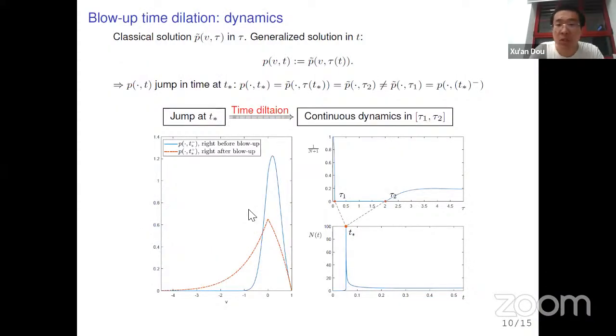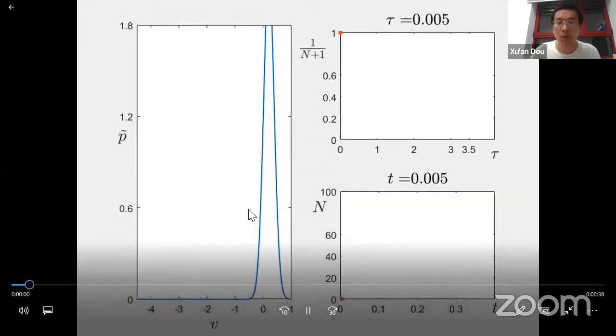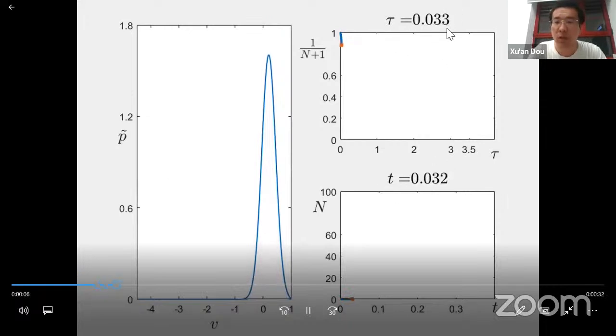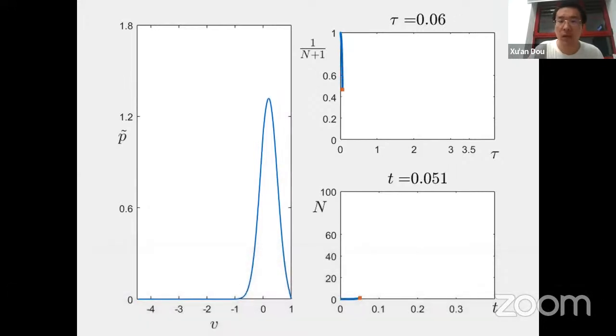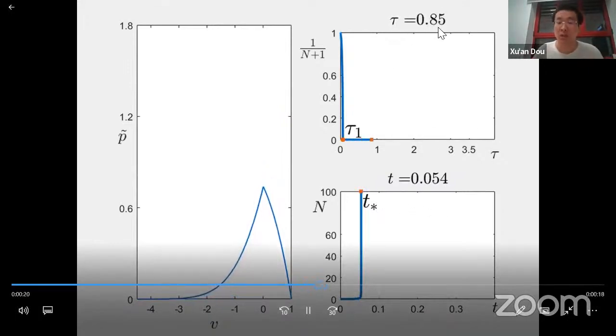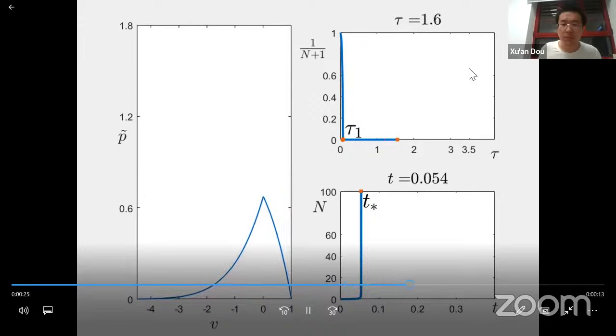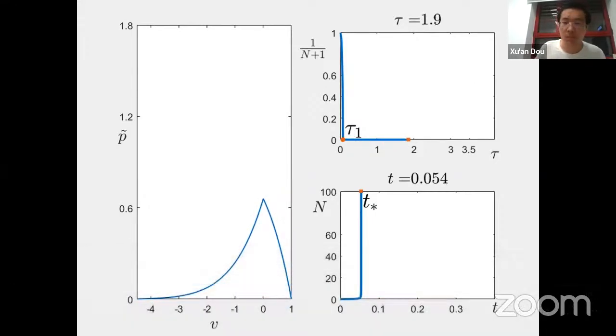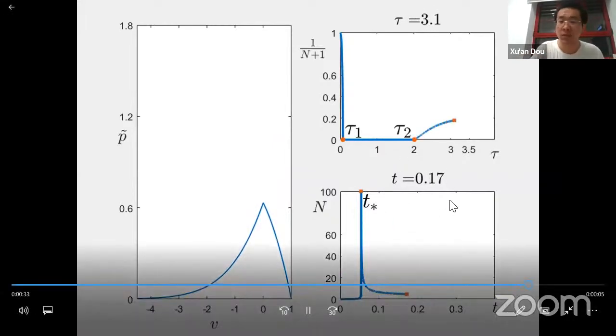And let's watch a movie about this. So when the fan rays do not blow up, both the t time scale and the tau time scale are evolving. And when the fan rays blow up, the t clock stops, but the solution is still evolving in the tau time scale. And when the solution gets out of the blow up regime, the t time scale resumes to evolve.